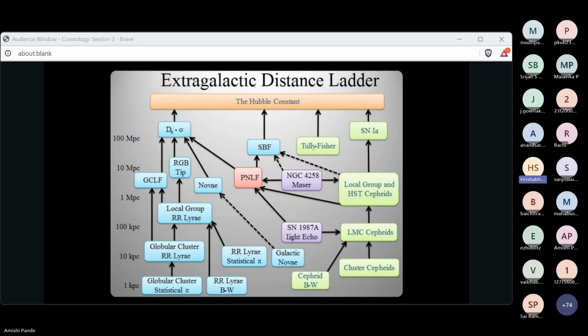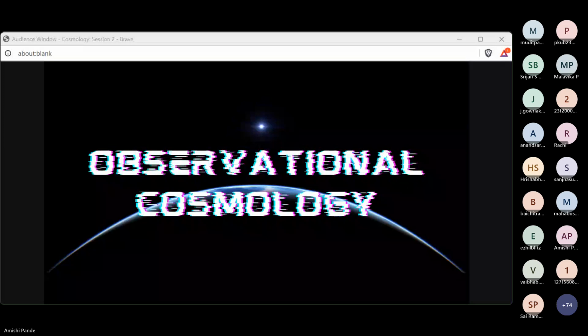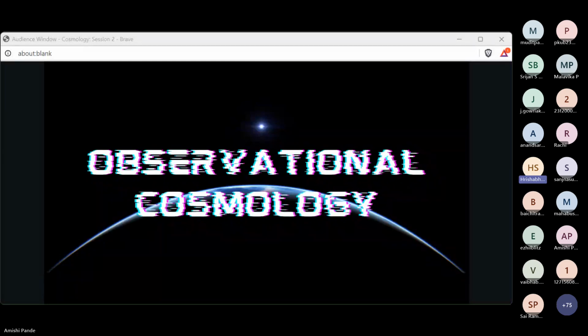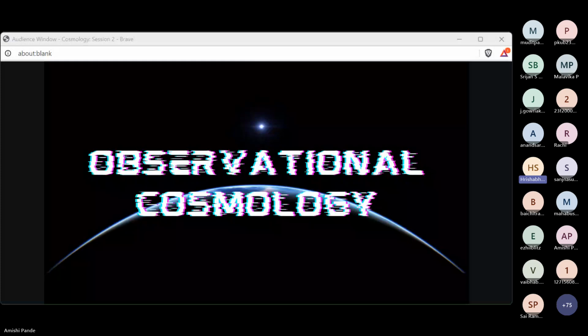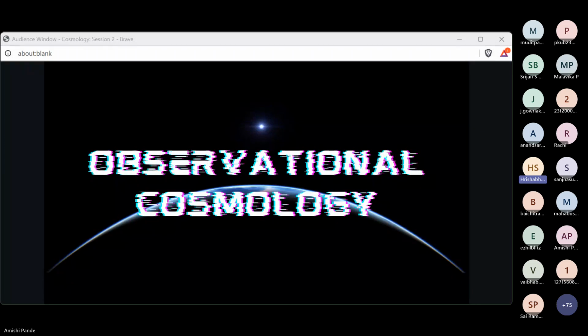And the next slide will tell us about something more important, which is my personal favorite. You can move to the next slide. Observational cosmology. All this while I have said that we have data from all these sources, we fit that data, and we obtain the value of all these constants. But how do we do that? How exactly do we do that?